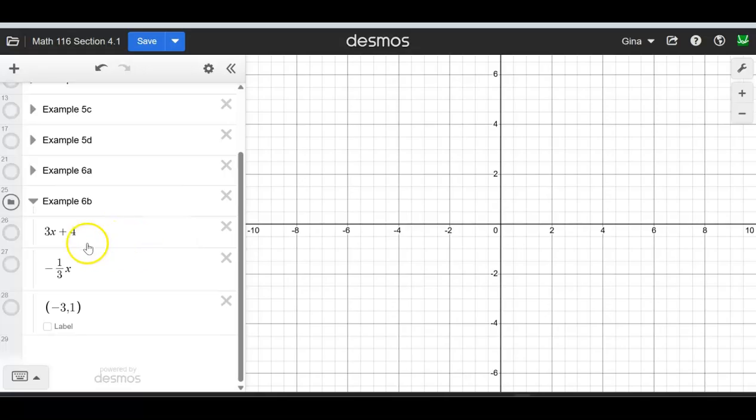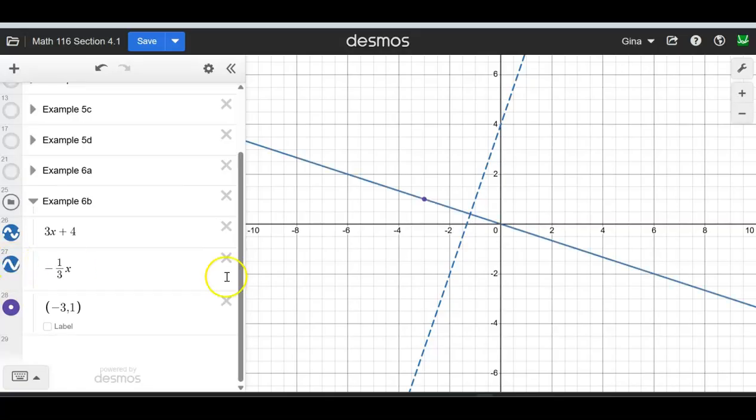So the line we were given was 3x plus 4. We wanted our new line to pass through this point negative 3, 1, and we wanted it to be perpendicular. So we can see that our new line creates a 90-degree angle with the original, and it does pass through the point that we were looking for.